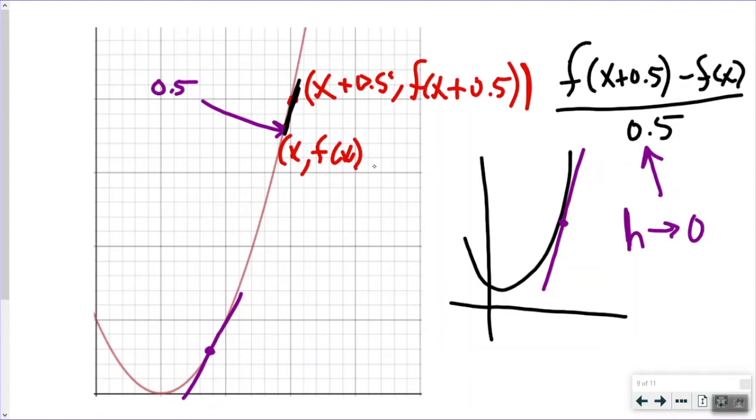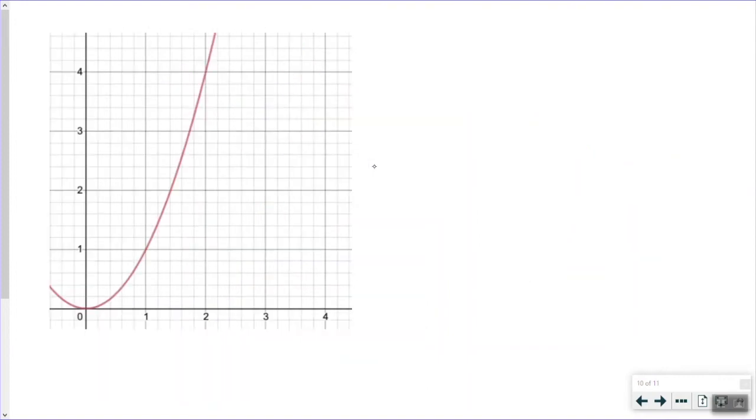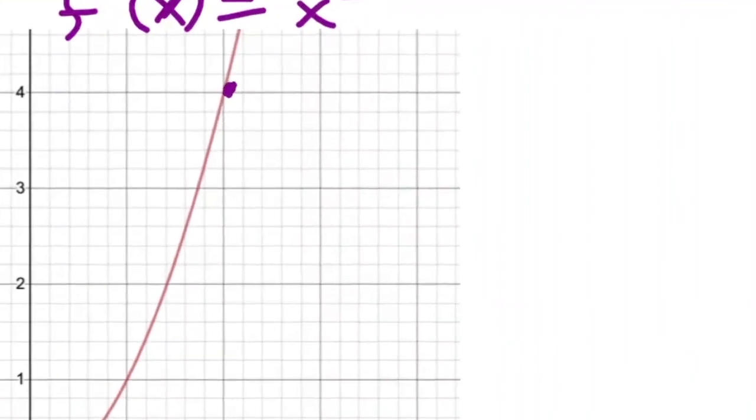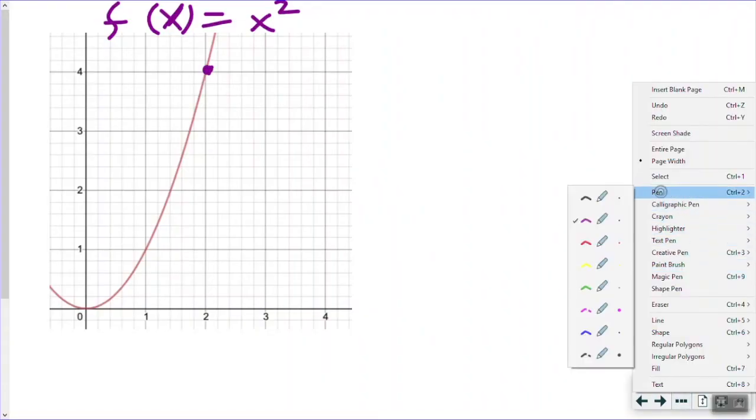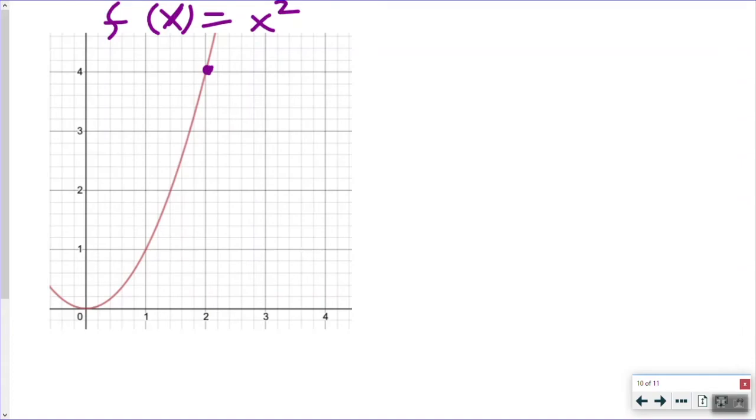Can I get closer? So now this one we actually have numbers on it. This is the last one. So right off the bat, I'm going to tell you this is the graph of f of x equals x squared. Very familiar. You guys know this graph. I want the slope right here at this point. What are the coordinates of that point? 2, 4. Yes.